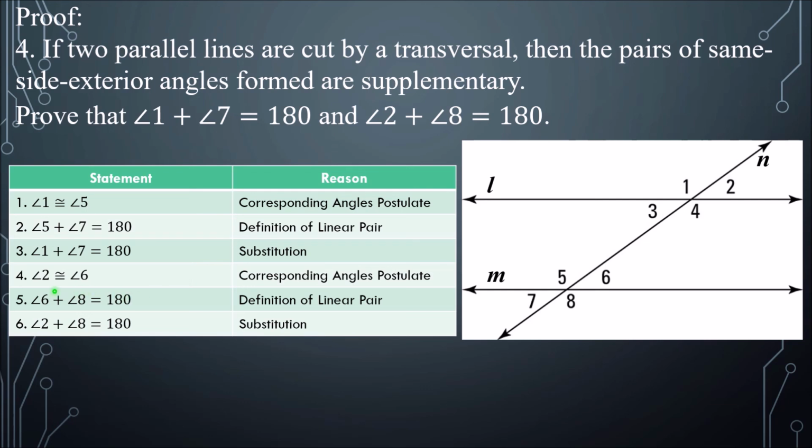Second part, angle 2 is congruent to angle 6. 2 and 6, corresponding angles postulate. Next, angle 6 plus angle 8 is equal to 180. Definition of linear pair because angle 8 and angle 6 form a line. And the measure is 180. Now, we substitute this 6 by 2. Angle 2 plus angle 8 is equal to 180 because of substitution. So we proved the second part. And that's the proof of same side exterior angles theorem.